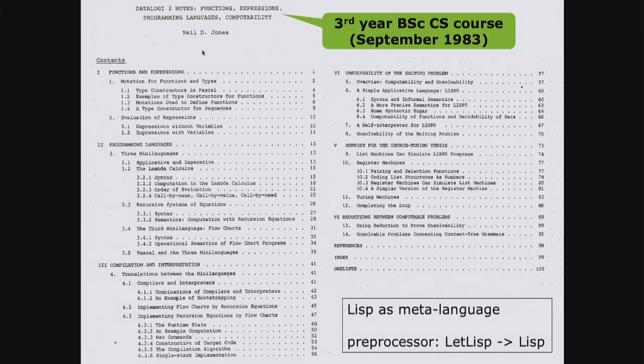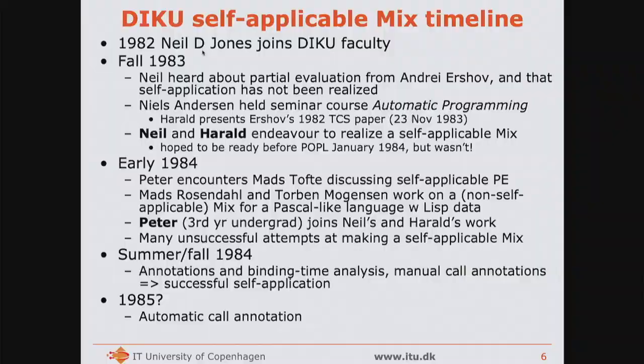Lisp was used as a meta language everywhere, but Neil, like many sensible people, found that Lisp wasn't perfect, so we defined an extension with static, Lisp-scoped let bindings and pattern decomposition, calling it LetLisp, and a preprocessor for that written in LetLisp, of course, to turn it into Lisp. And the entire setup was totally wonderful.